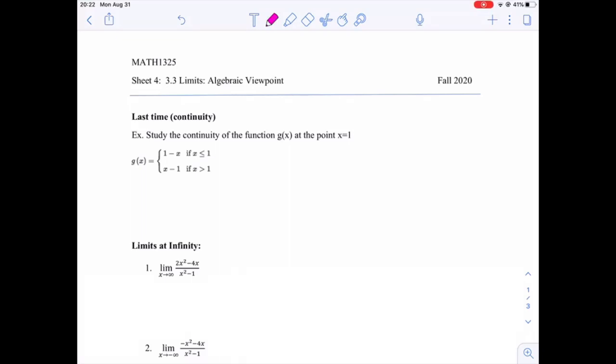Today this lecture will focus on limits from an algebraic viewpoint. That means we use algebra to simplify limits and define them to evaluate limits. But before we start, let me remind you of what we covered last time. We covered continuity, and let's solve one problem.